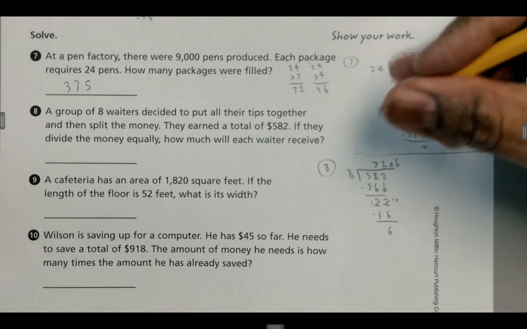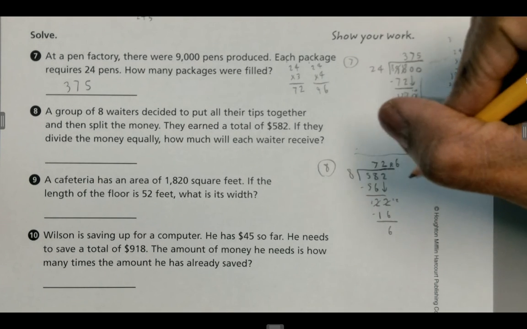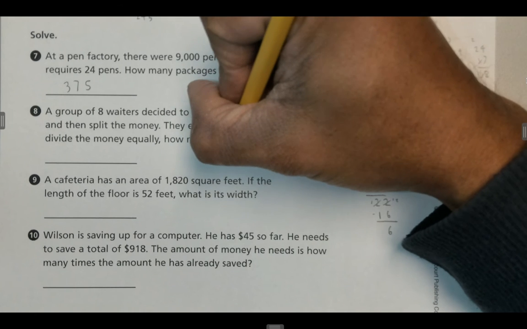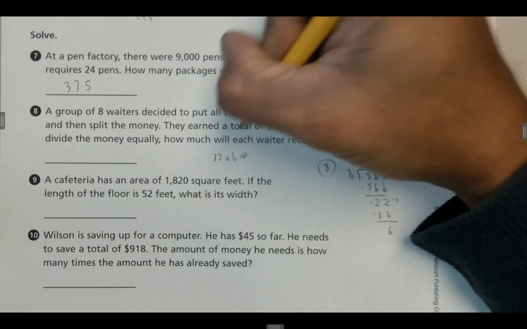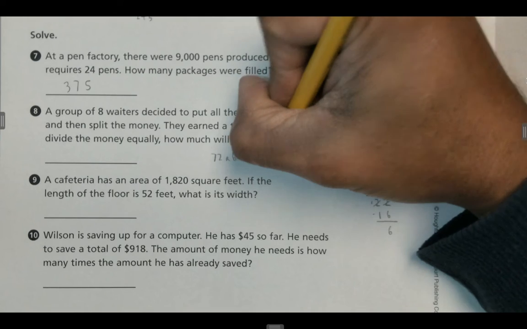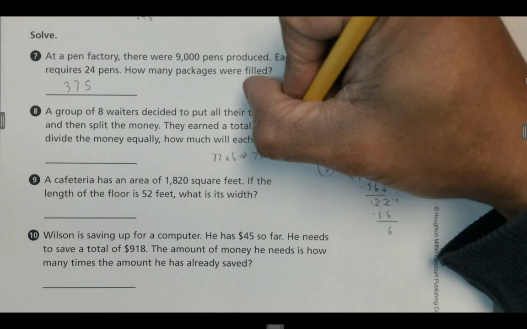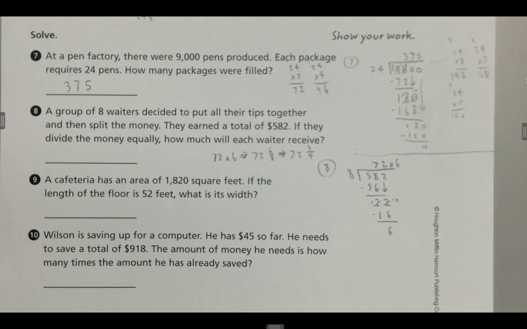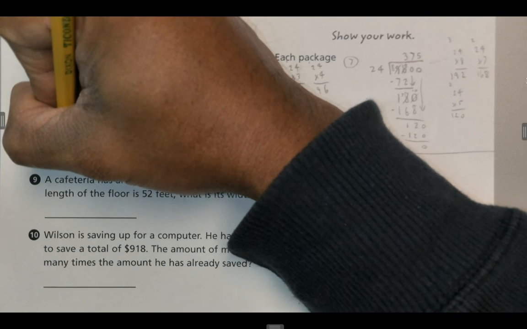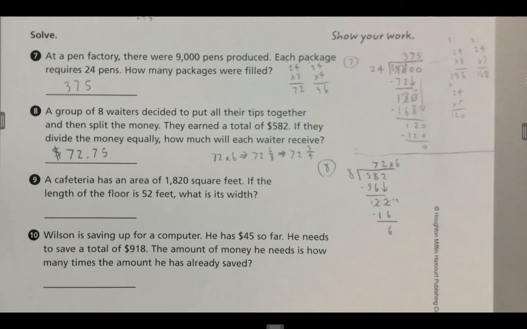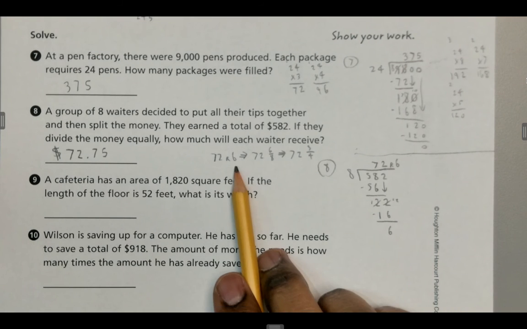Well, you could show 72 remainder 6 as 72 and 6/8, or 72 and 3/4. What's 3/4 of a dollar? If you said 75 cents, you'd be correct. That's one way. How did I get this?